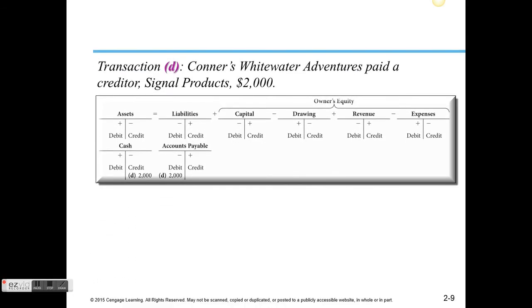In this one, we're going to pay our creditor. So now I'm going to debit my accounts payable because it's going to decrease. I no longer owe that much to that vendor. And I used cash, so now I have to decrease my cash on the credit side because I have $2,000 less in cash.